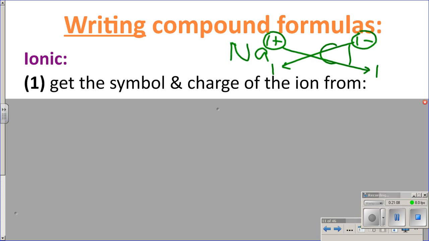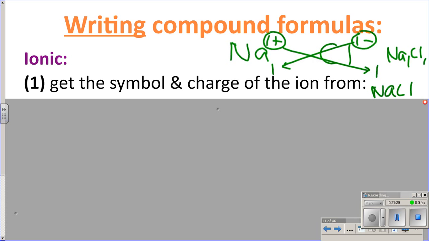Once I crisscross them, I'm actually eliminating the charge because I'm just now denoting how many of each of these things I need to make the actual molecule. So when I crisscross these together, I get sodium 1, chlorine 1, but doesn't that just look silly? So we write what? NaCl, just straight NaCl, because the ones look silly.